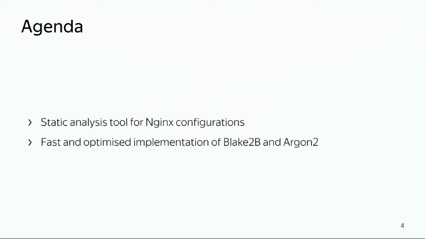This is our agenda for today. I'll be talking about two different open source projects. Yandex, like Naver, has a lot of different internal projects, but sometimes we open source something. Today I'll be talking about a static analysis tool for analyzing nginx configurations. I'll be giving some examples, and I'll give you some directions on how to install it and where you can find the code. I hope you use nginx in your production processes. And I'll be talking a bit about password hashing. I'll present our library for Blake2 and Argon2 algorithms.